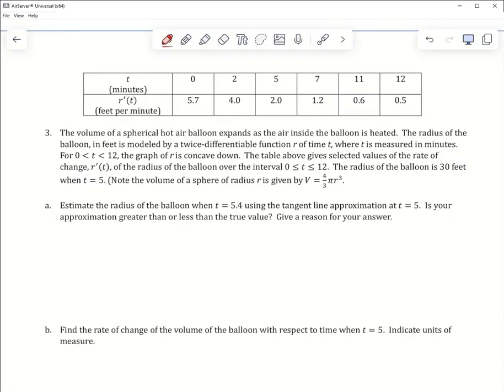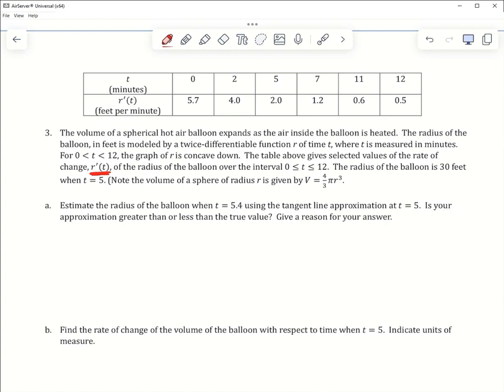All right, let's work on number 3. We got a hot air balloon blowing up. And it says the radius is in feet, modeled by a twice differentiable function, r of t, where t is in minutes. They tell you that r is concave down. The table gives selected values of the rate of change of r of t.